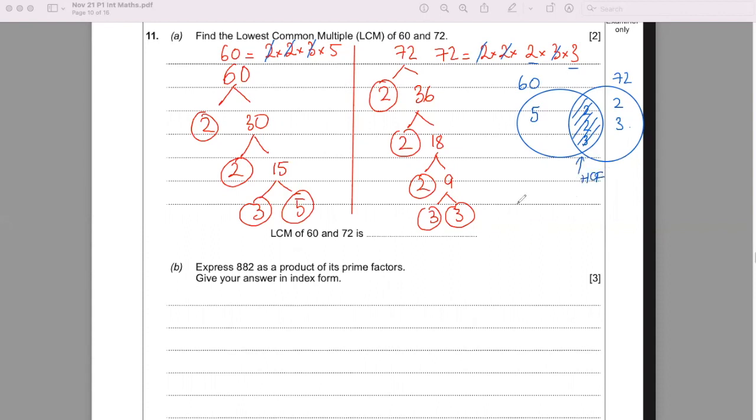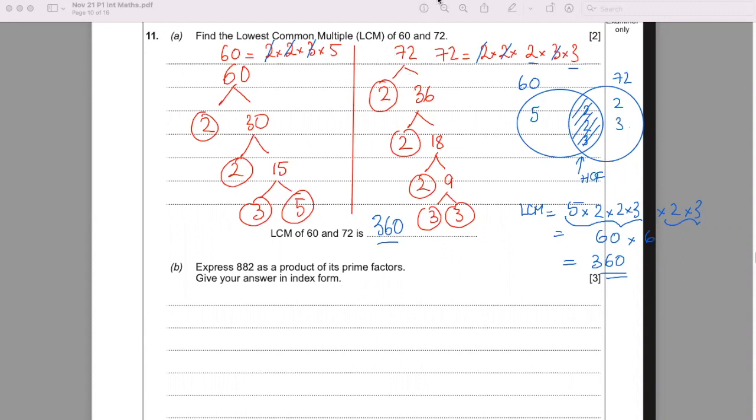But we don't need to do this in here. Your lowest common multiple will just be everything. You're going to multiply everything, okay? So that's 5 times 2 times 2 times 3 times 2 times 3. And you know this bit here is 60, so you just times that with this 6 here. So your final answer will be 360. So that's your lowest common multiple of 60 and 72.